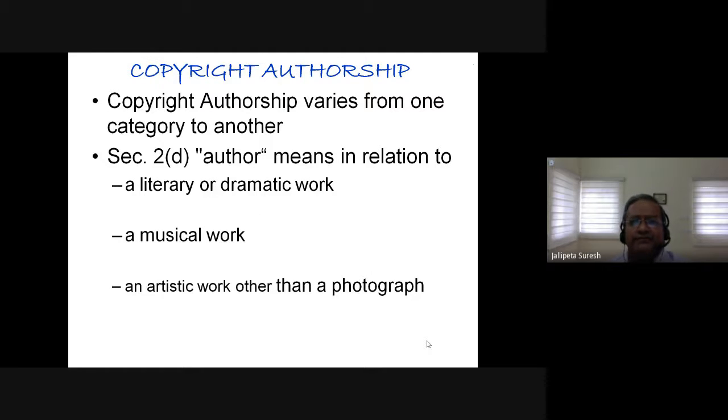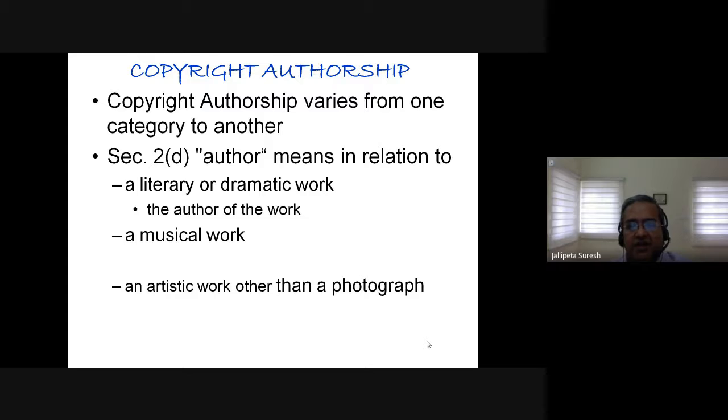Now, let's look at authorship, because the authorship on a copyright varies from one category to another. If you create a literary or dramatic work, the question here is who is going to be the author? If literary means you're writing a book, are you the author? Or if you're dramatizing a work, are you the author? Here we need to identify very clearly who is going to be the author.